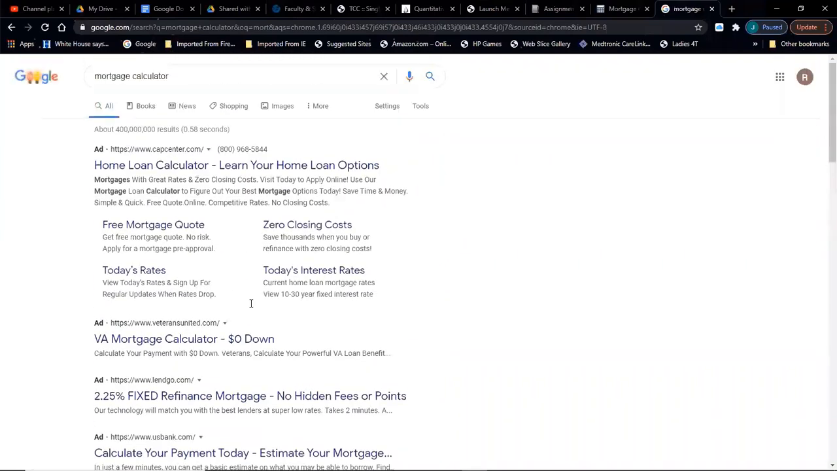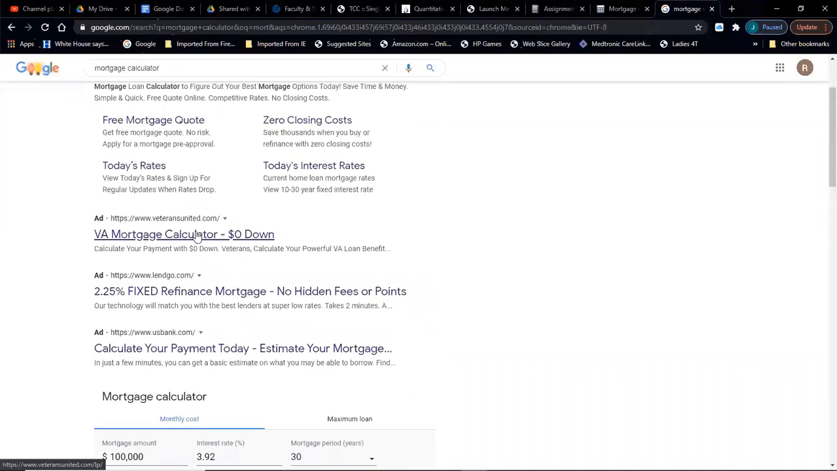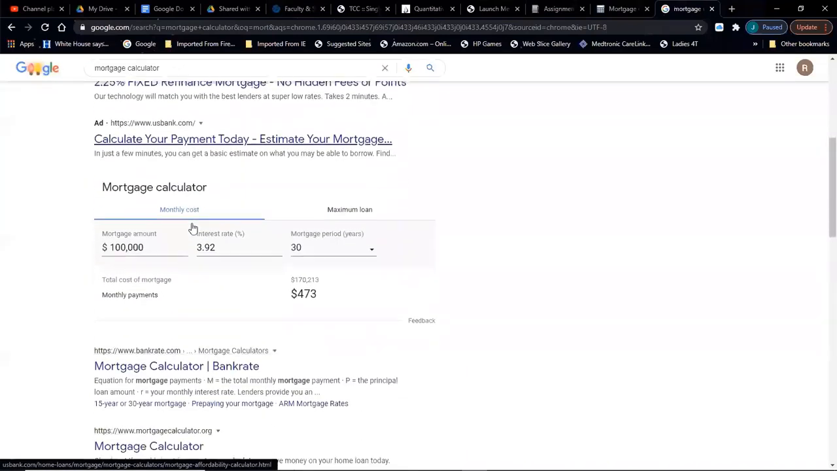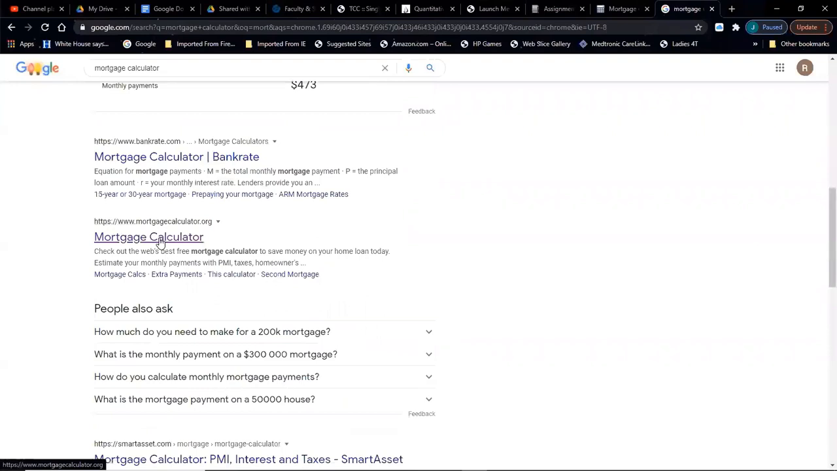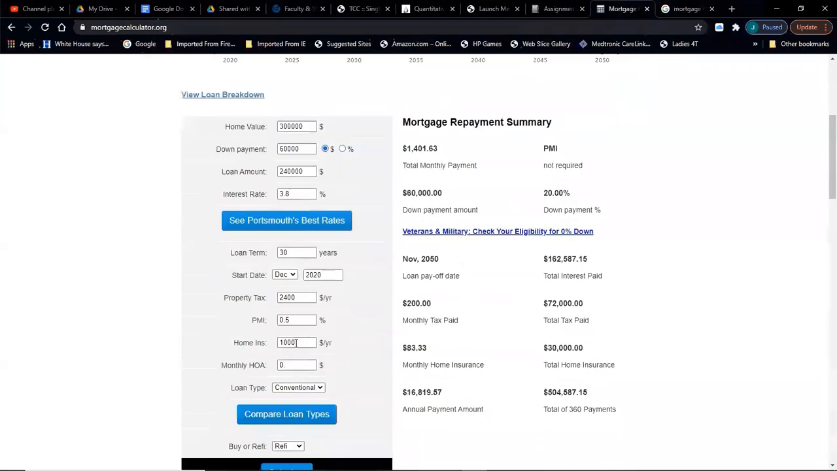I'm a big fan of mortgagecalculator.org, which on this computer that does not have any kind of ad blocking on is down here, the 5th or 6th one. And that takes you to this site, where there's a few more things that you can put in. All right, so what do we want to see?